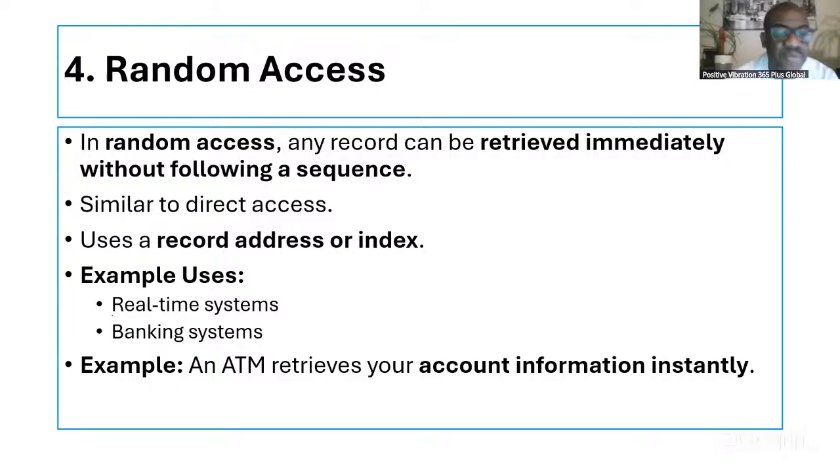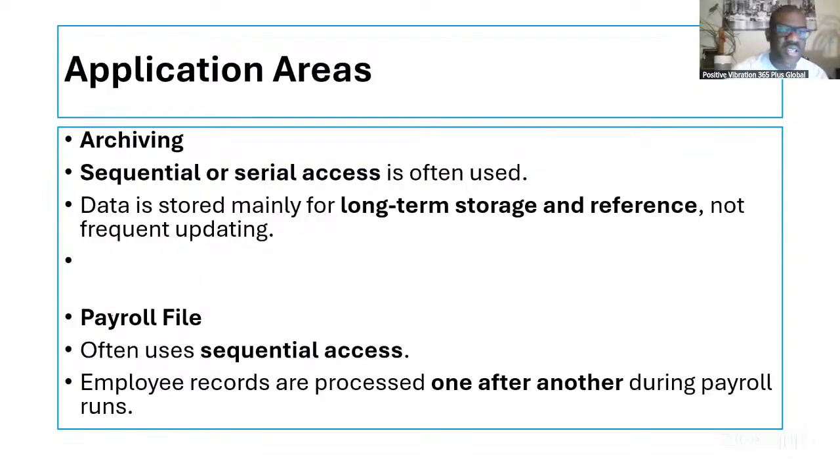For example, an ATM retrieves your account information instantly. But how does it retrieve it? It retrieves it because there's some unique index that is attached to your file, and so ultimately it is found.